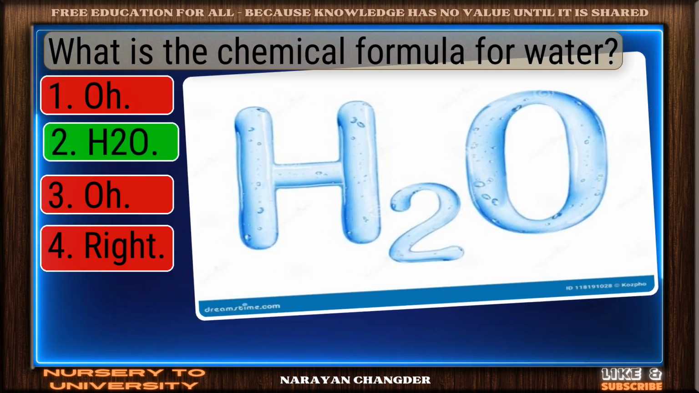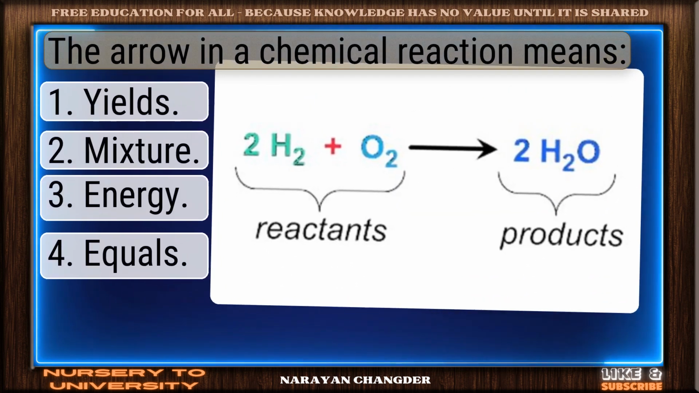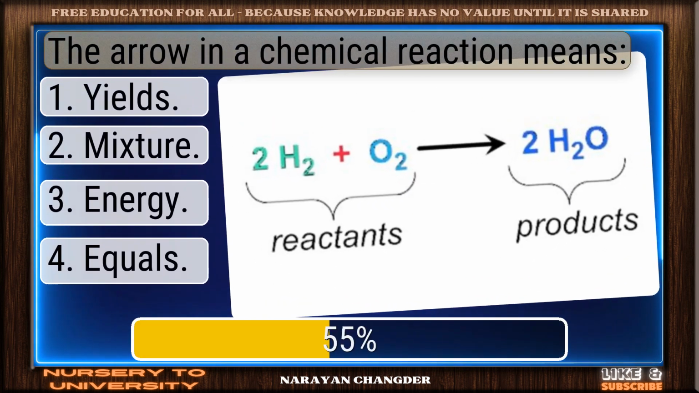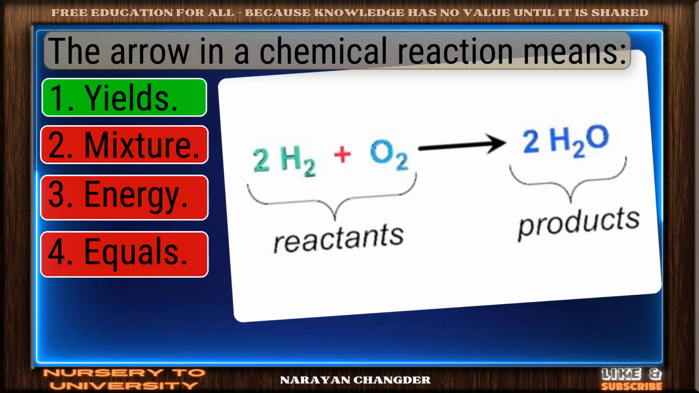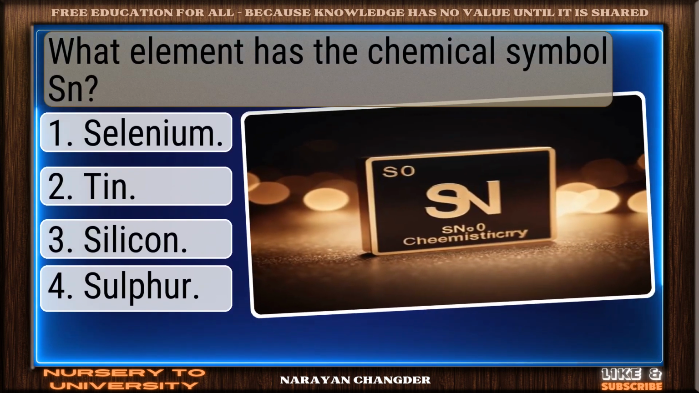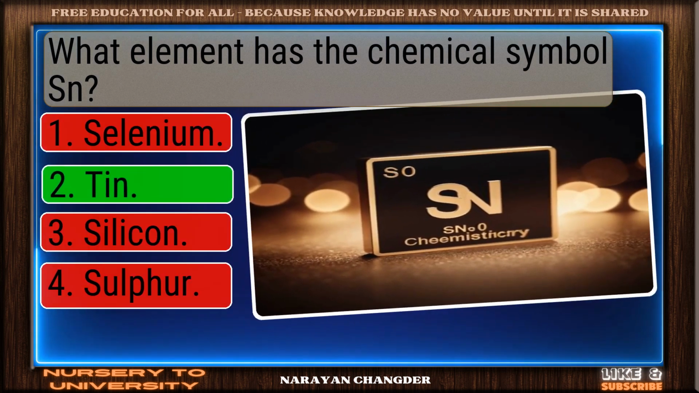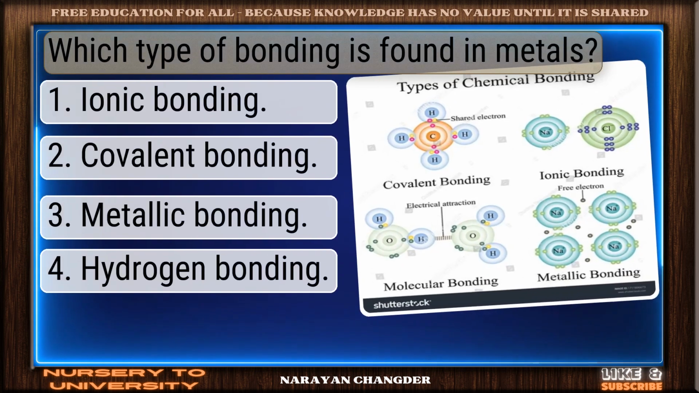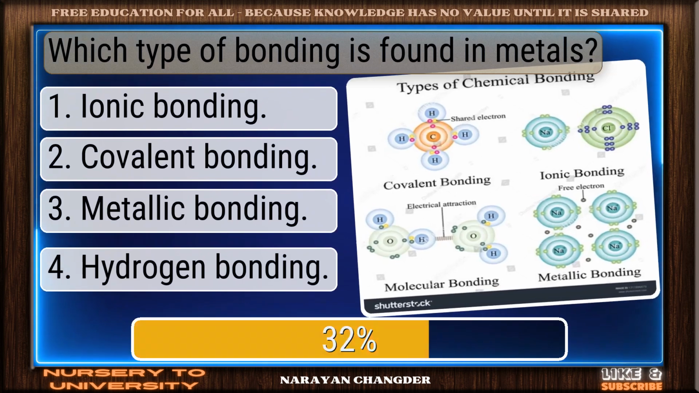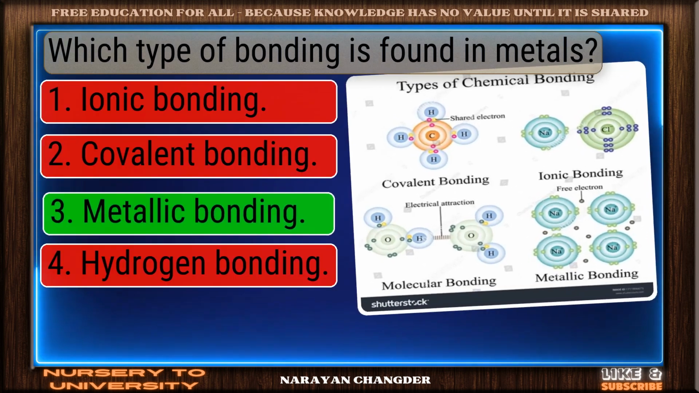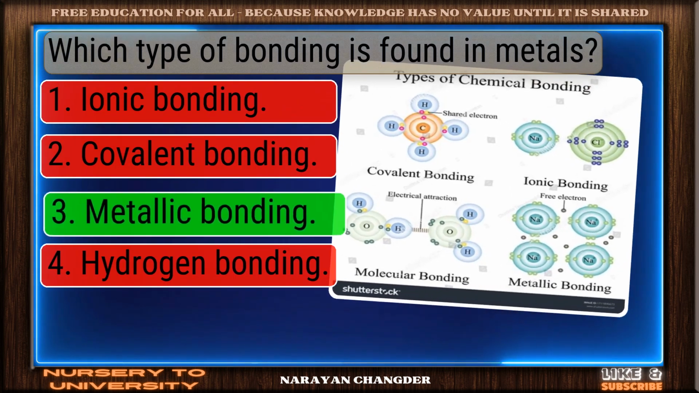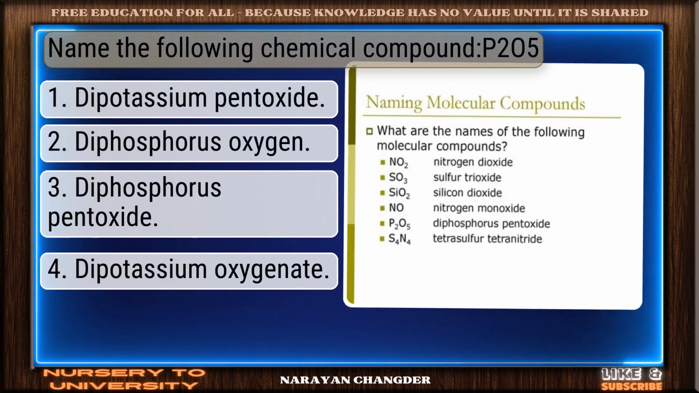Well done. The arrow in a chemical reaction means... Good job, yields! What element has the chemical symbol Sn? Great job, tin. Which type of bonding is found in metals? Perfect choice, metallic bonding. Name the following chemical compound: P2O5.